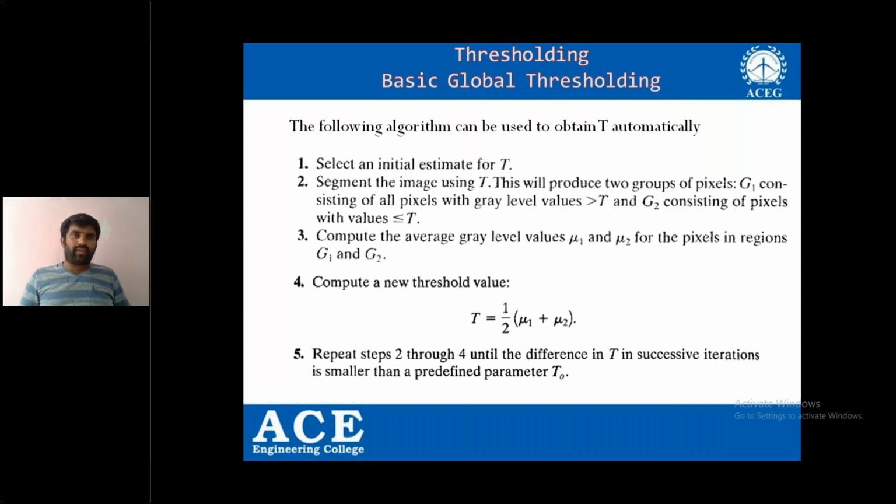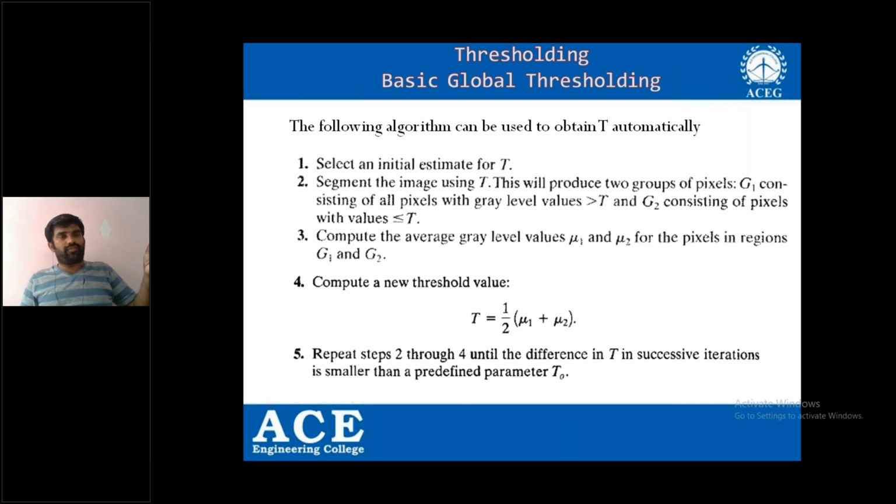Global thresholding in the sense, first we take one initial estimate T and segment the image using the threshold, and this will produce two groups, G1 and G2. G1 has the pixel values greater than the threshold value, and the other has the pixels less than the threshold value. Two groups. After that, for the perfect segmentation, compute the average gray level values in the regions separated by the threshold: G1 and G2.